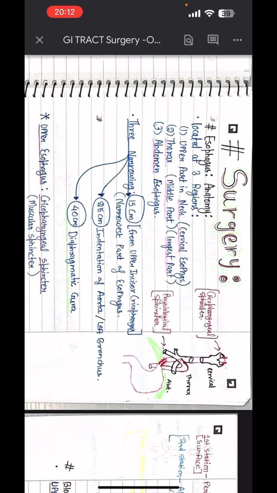Actually, this is not hard to remember. Let me tell you a short mnemonic: 25 plus 15 is equal to 40. This is how you can remember it a little bit. Remember the mnemonic. The first narrowing is at 15 centimeters, and the second narrowing is at 25 centimeters, which is the indentation of the aorta.